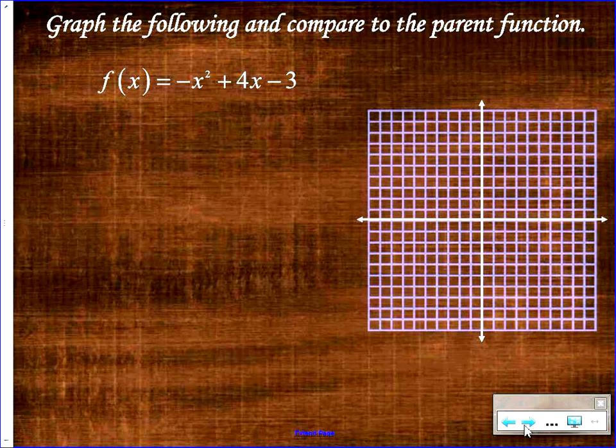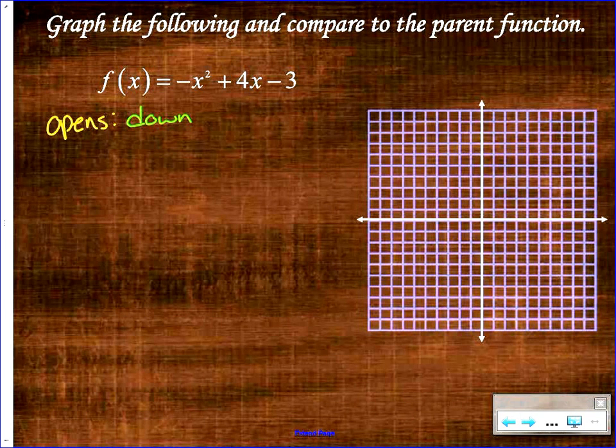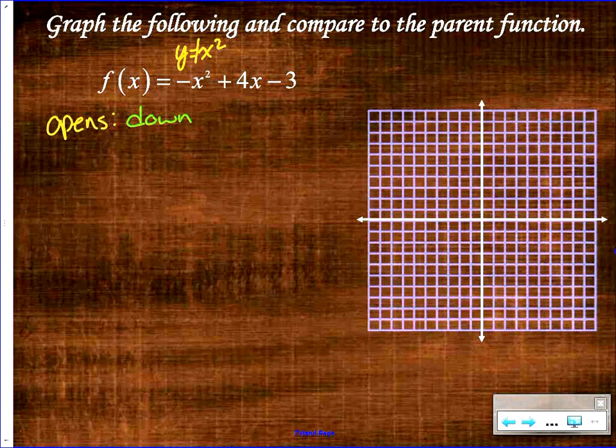Okay. So the first thing we need to know is it opens up or down. Opens down. Why does it open down, Carla? Yeah, the x squared is negative, so it's going to open down. Good. Is it narrower or wider? It's neither, because it's exactly 1. The absolute value of 1 is 1, right? My parent function says y equals x squared, which has a what out in front of it? 1. So it's going to be the same width. Okay?